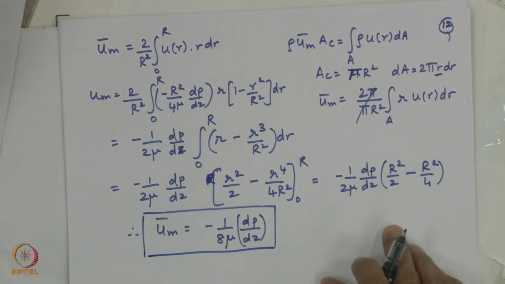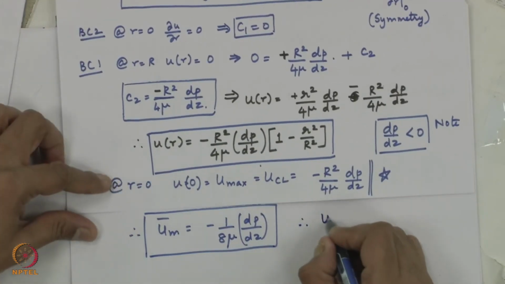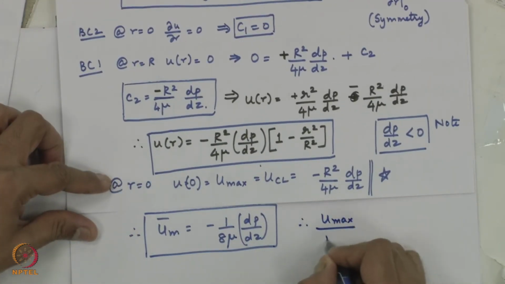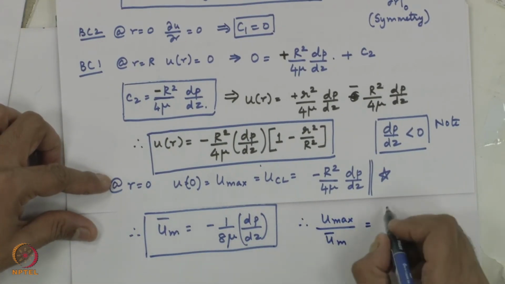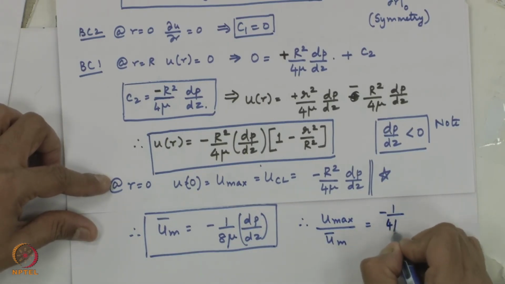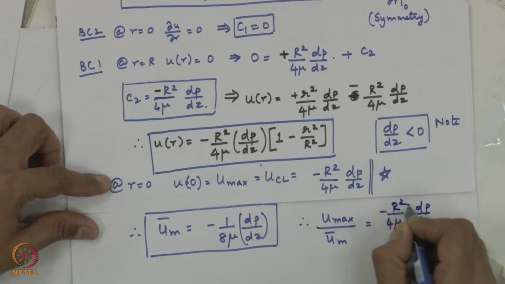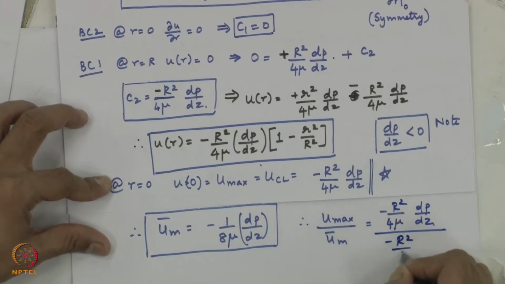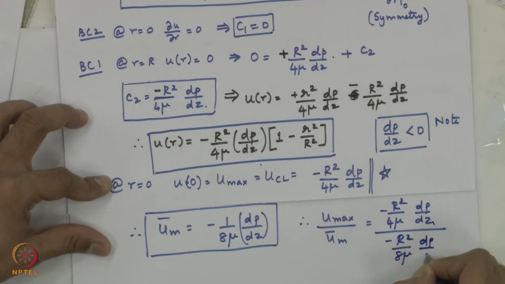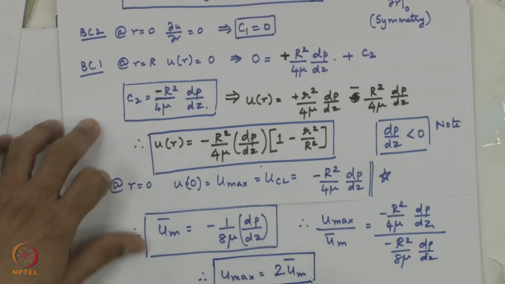U maximum was minus R squared by 4 mu dp by dz. Therefore, u max by u bulk mean is minus R squared by 4 mu dp by dz divided by minus R squared by 8 mu dp by dz, which gives me u max is equal to 2 times u bulk mean velocity for a pipe.